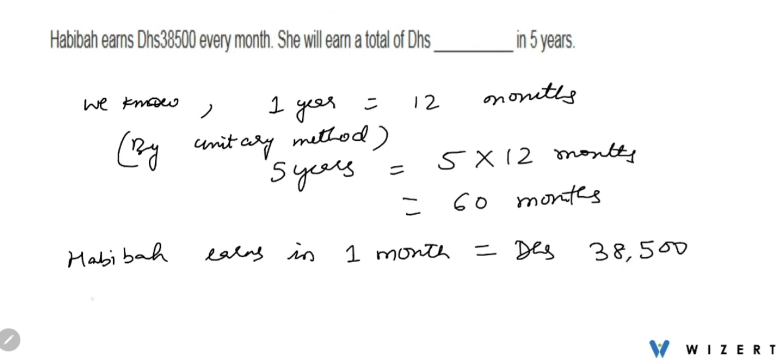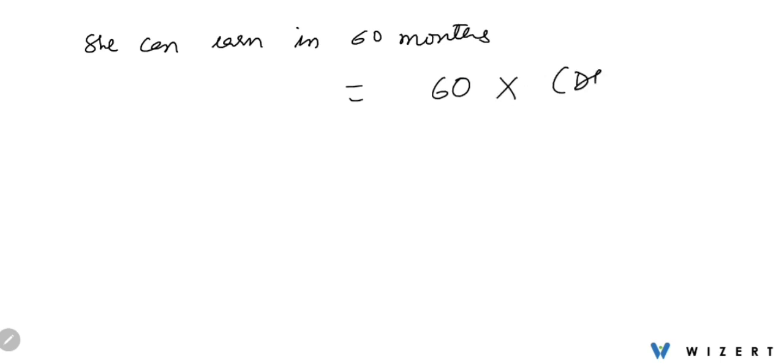Now it is given that the amount earned by Habiba in 1 month is 38,500 DHS. So again we will use unitary method and we will find out what amount she will earn in 60 months or 5 years. So she can earn in 60 months, or you can say 5 years, 60 multiplied by the amount earned in 1 month, that is 38,500. This is given in the question.